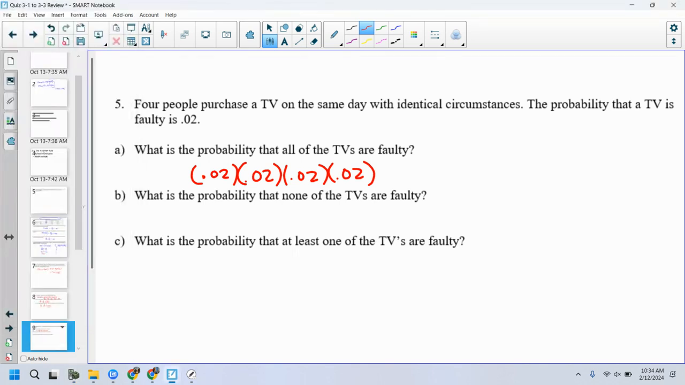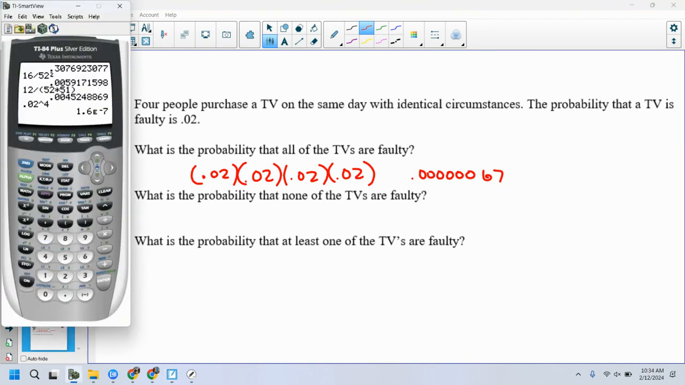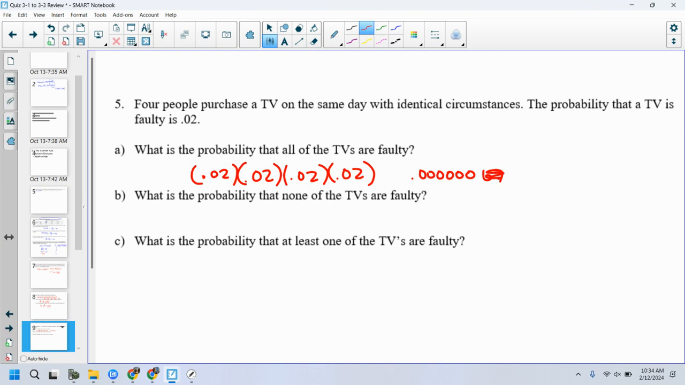So 6 zeros in front of it. 1, 2, 3, 4, 5, 6. Just 6. Yikes. It's almost 0, right? Can I say that it's 0? No, because there's no possibility.